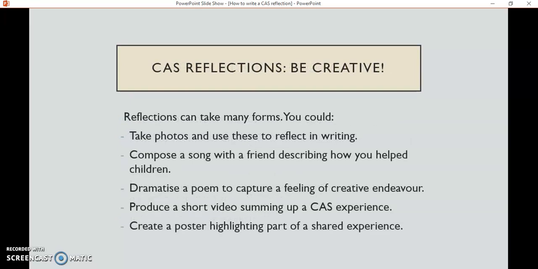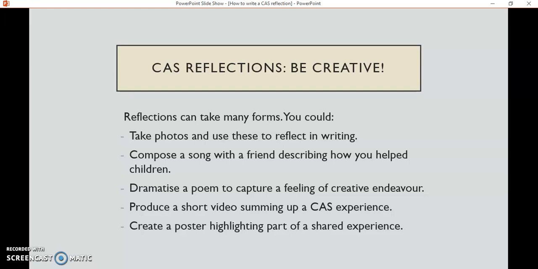The reflections themselves, people don't realise this sometimes, but they don't have to be only written. If you prefer to be a bit creative, it is CAS after all, then you're welcome to do that as well. The IB guide, the official guide, recommends several things. These are some of them.